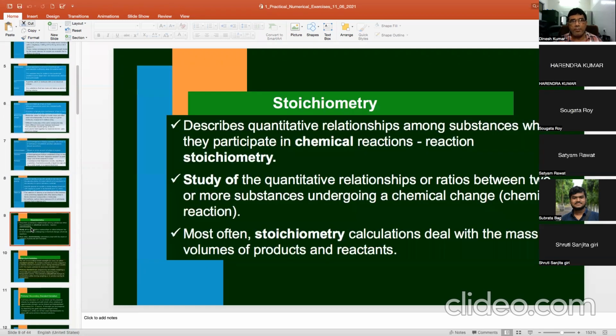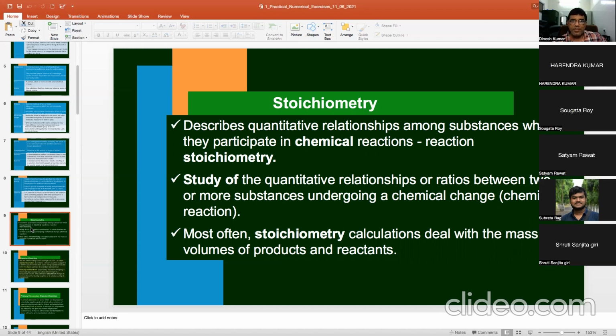Now we come to the main topic, that is stoichiometry. Try to understand what stoichiometry is. It describes the quantitative relationship among substances when they participate in chemical reactions. So this is a subject under which we study reactions of different chemical compounds.